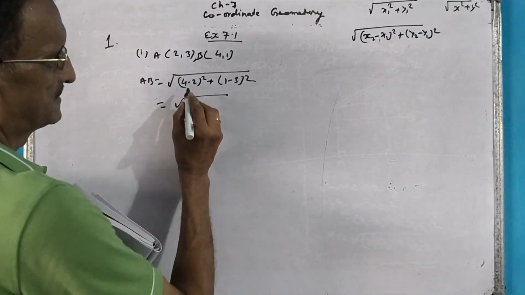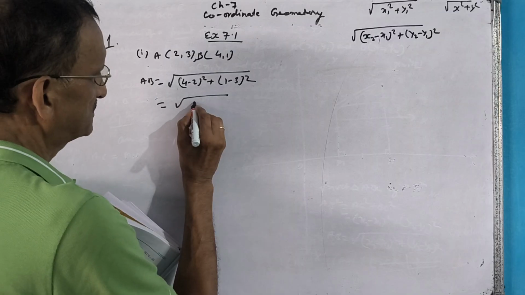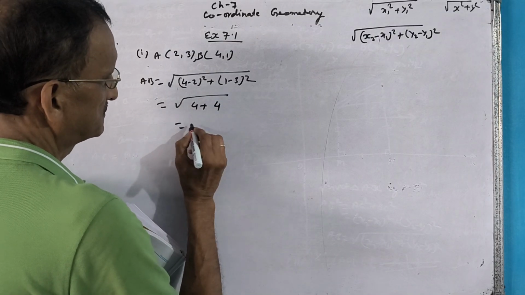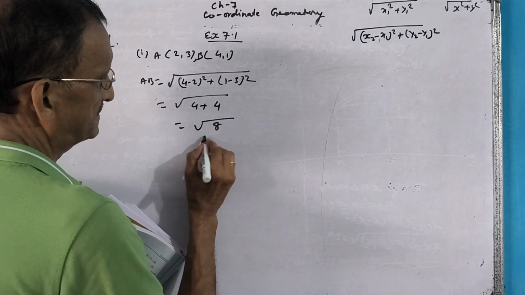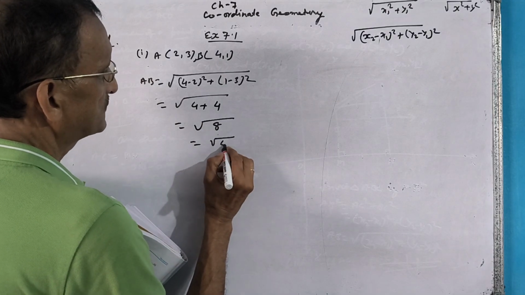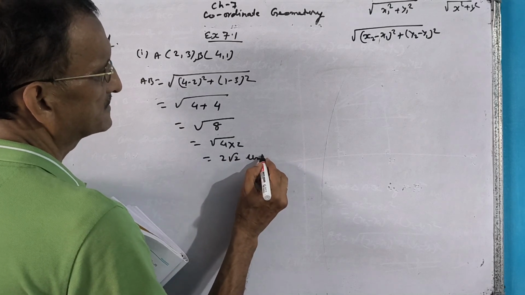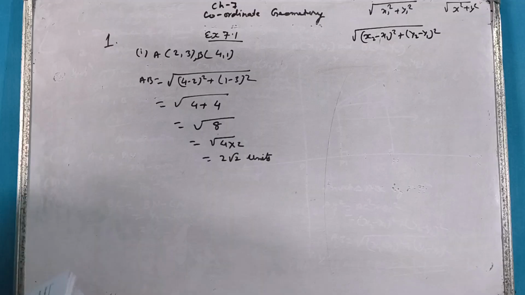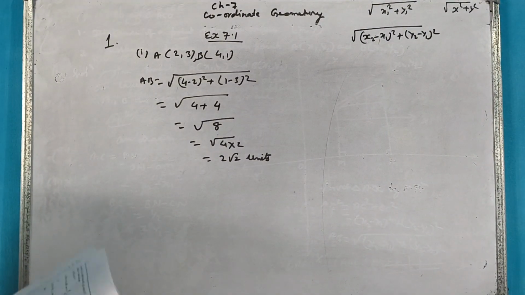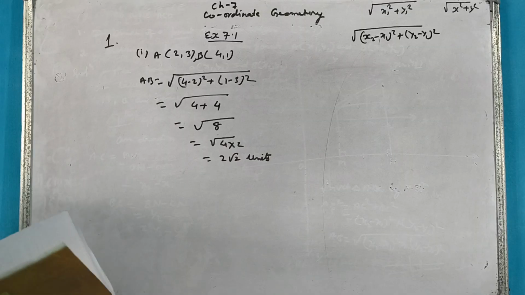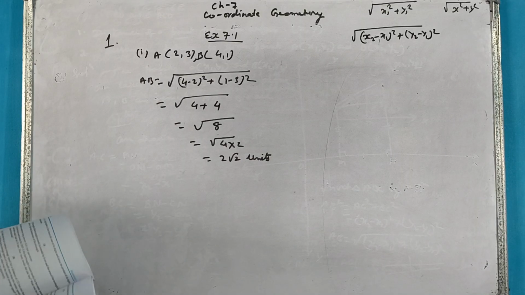Just simplify. 4 minus 2 is 2, 2 square is 4. And this is minus 2 square, also 4. So how much will we get? 8. So 8 equals 4 into 2, which is 2 root 2 units. You can write units. Okay. So this is number 1. This is very easy. It will help you to understand how to use the formula.